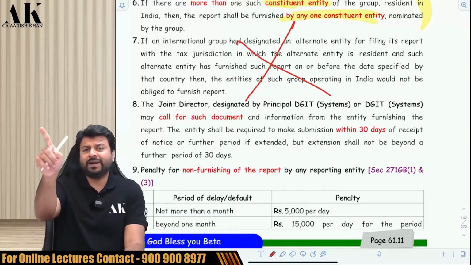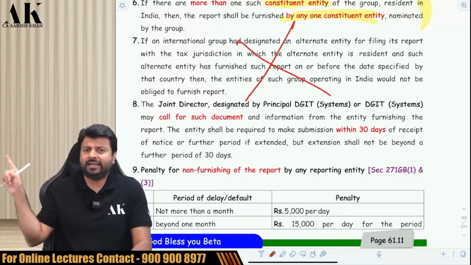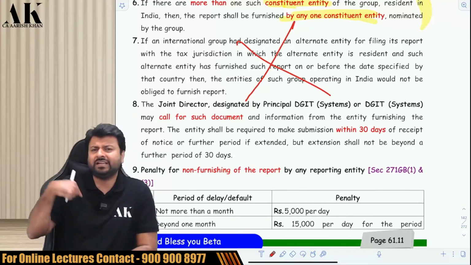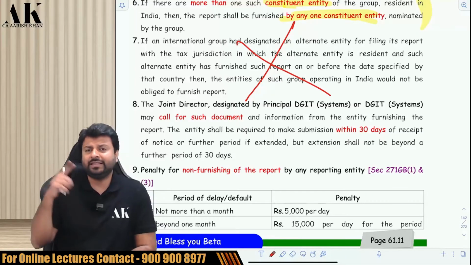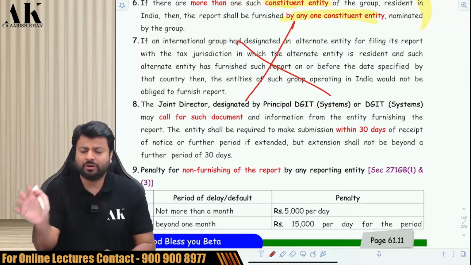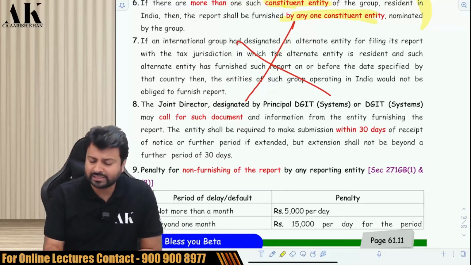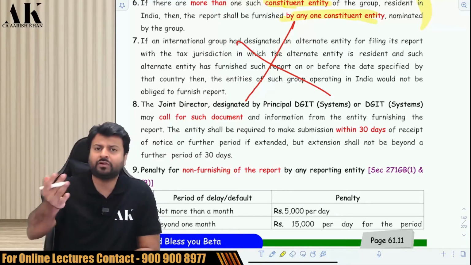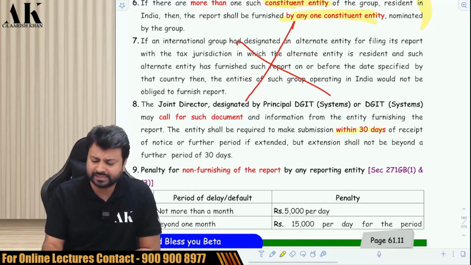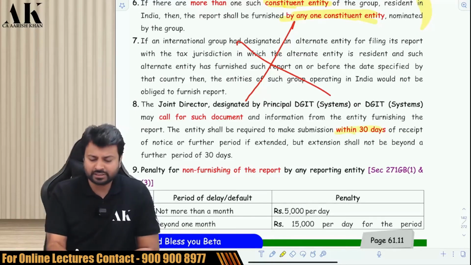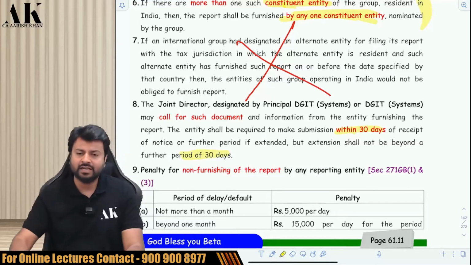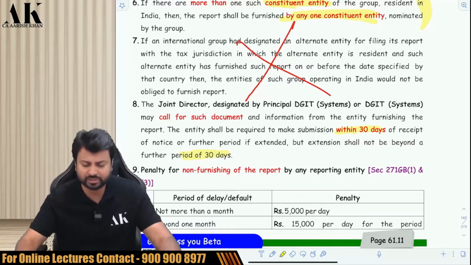So if Sony Japan is giving the responsibility to Sony Germany and Sony Germany has an agreement with India and they are giving us information all properly, then Sony India will not be liable to file CBCR. Check, please. Last but not least, the joint director or the designated principal commissioner of income tax will call for some information. You have to give them information within 30 days. You can also ask for an extension and they will give you a further 30 days extension, and within that 30 days you have to give them all the information as mentioned over here.